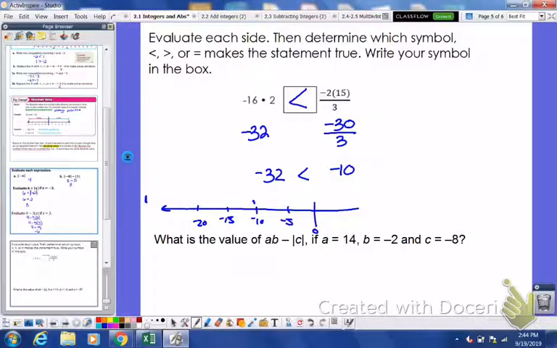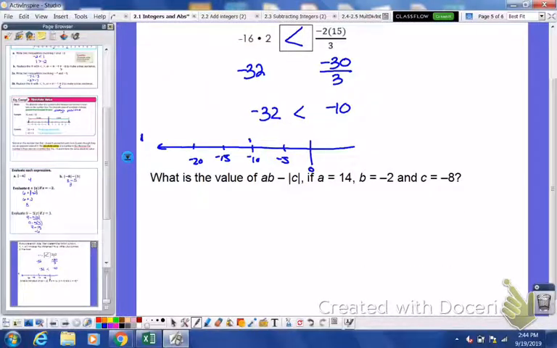And last one, what is the value of AB minus the absolute value of C if A equals 14, B equals negative 2, and C equals negative 8? You guys can kind of go down into the bottom of the page if you need to, depending on how big you write. So substitution first, 14 times negative 2 minus the absolute value of negative 8.